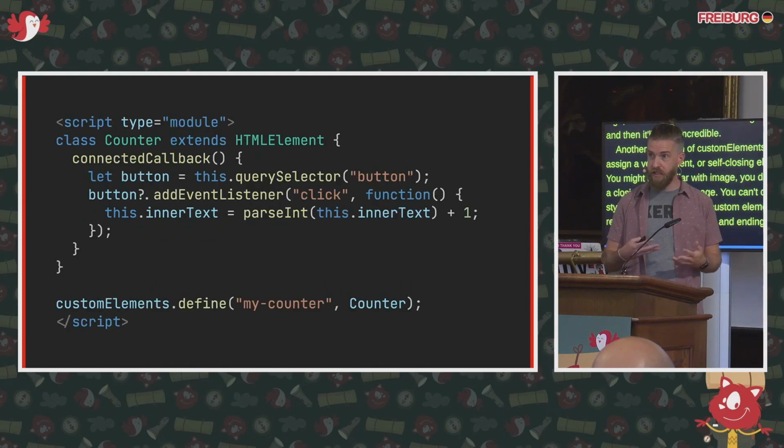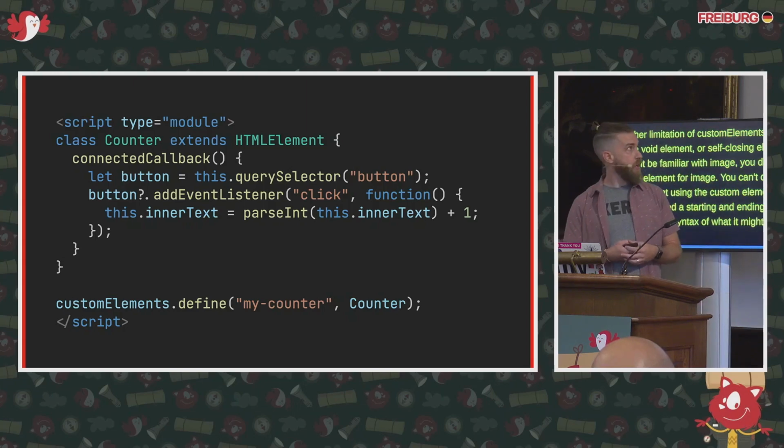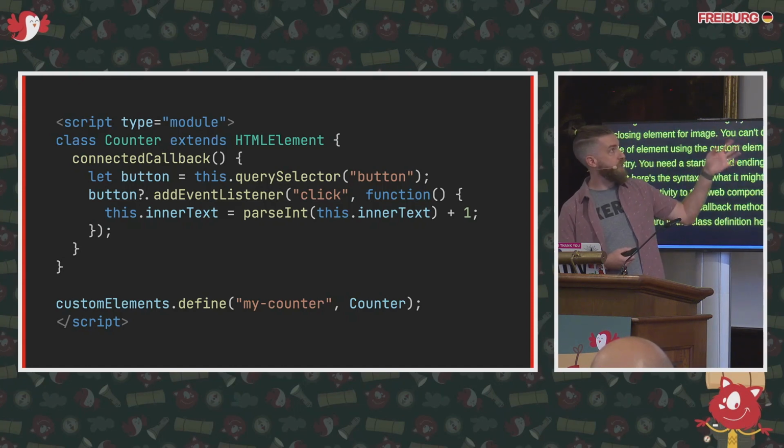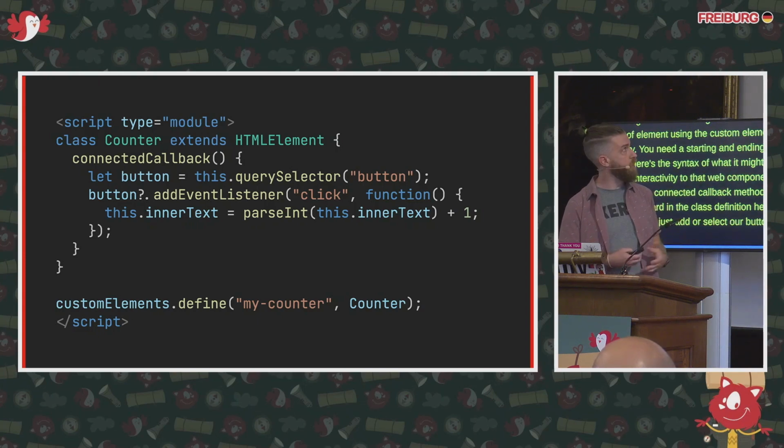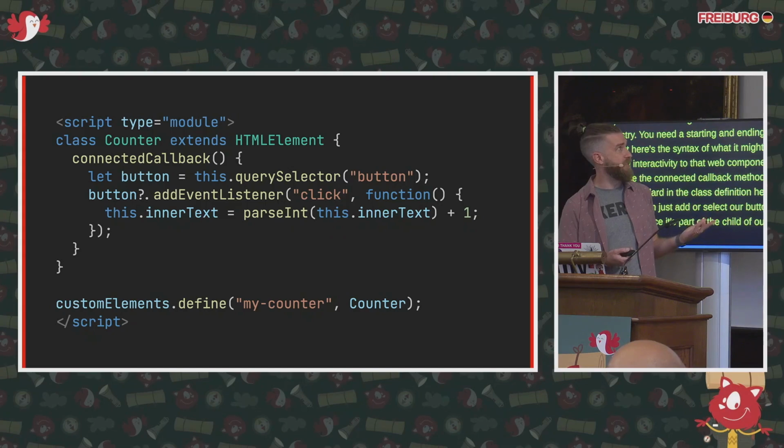But here's the syntax of what it might look like to add interactivity to that web component. We can use the connectedCallback method, which is just a standard in the class definition here. And then we can just select our button element, since it's part of the child of our component. And then we add a click listener. We parse it and we increment it.